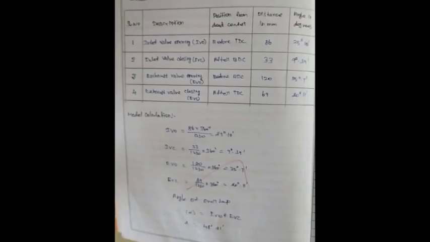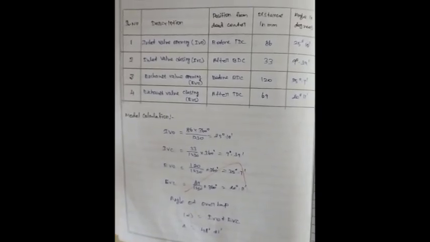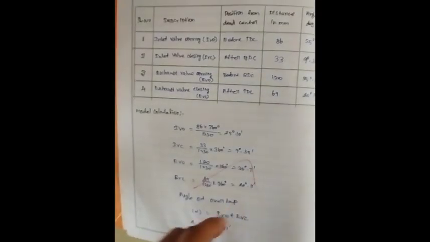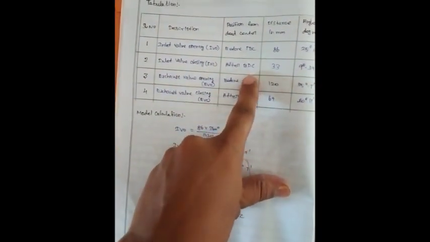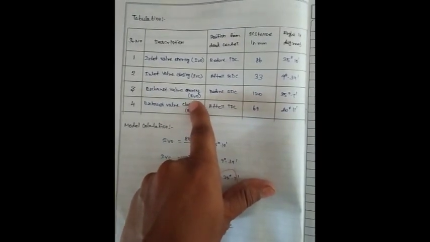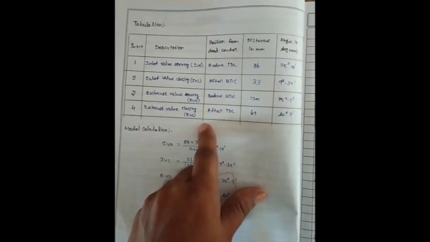So these are the positions from the dead center. Inlet valve opening is before top dead center. Next one, inlet valve closes after BDC. Exhaust valve opens before BDC. Exhaust valve closes after TDC.